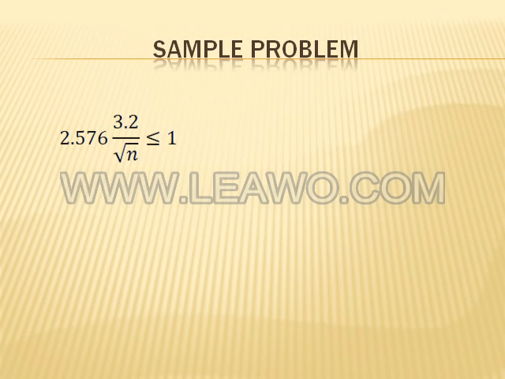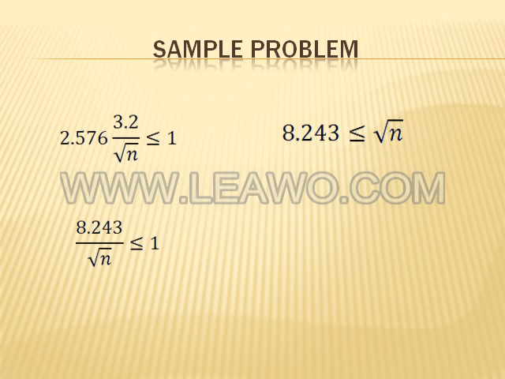So from the sample problem we got that z star is equal to 2.576. Sigma is equal to 3.2. And the margin of error is 1. By plugging the variables into the formula, we get 2.576 times 3.2 over the square root of n is less than or equal to 1. By multiplying 3.2 by 2.576, we get 8.243 over the square root of n is less than or equal to 1.